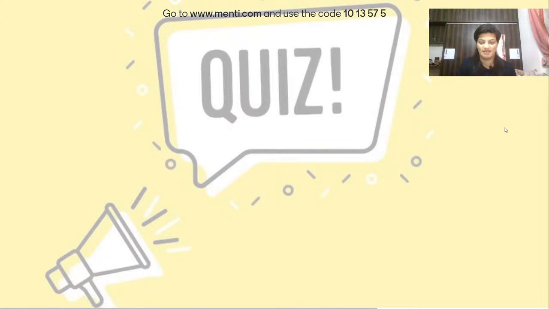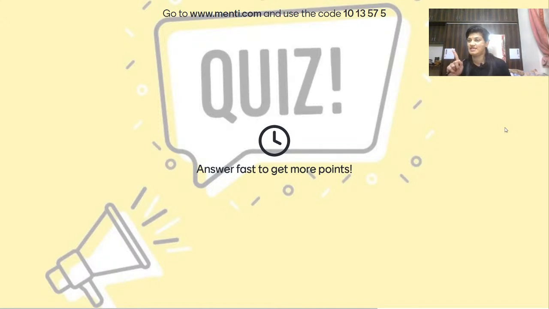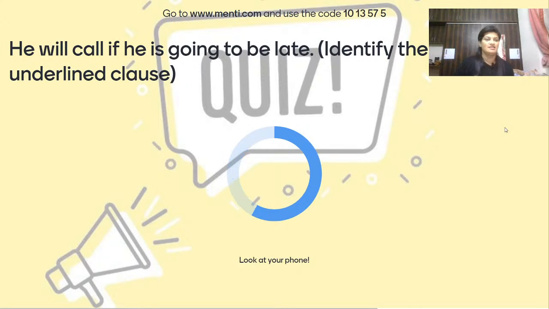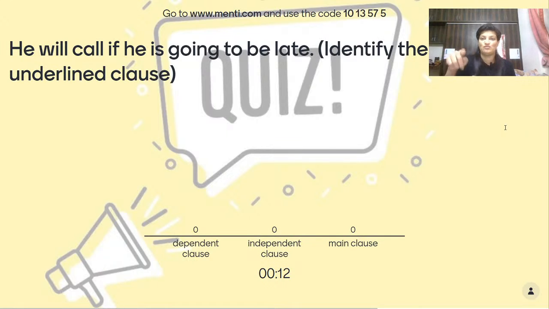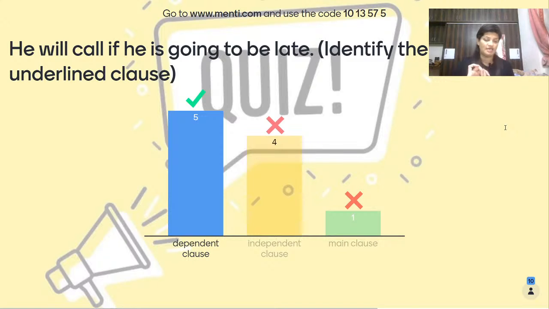Let's go to the next one and see question number 7. The answer for the previous one is, you all were correct. Here the clause is "if he is going to be late." Listen to me, please. You need to identify what kind of clause that is. Many of you got it correct. It is a dependent clause. "If he is going to be late" is your dependent clause because it begins with "if." I think we learned it already.